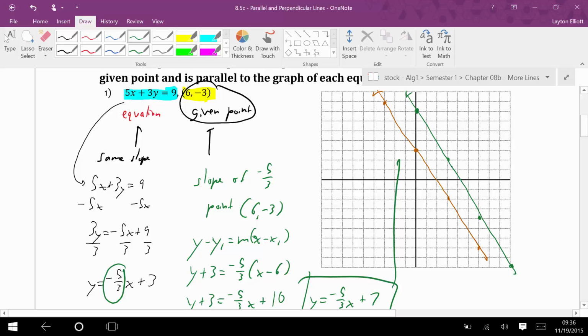Down 5, right 3. Down 5. 1, 2, 3, 4, 5. Oh, that was a little bit off. That didn't look quite right. Right 3. Down 5, right 3. There we go. That looks far better.